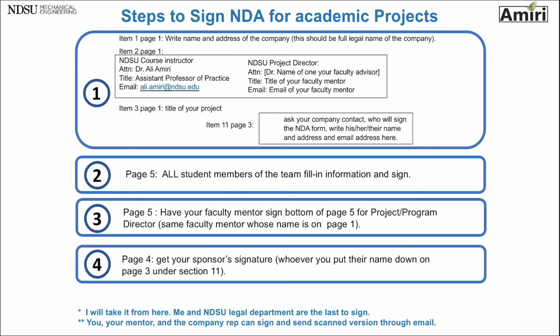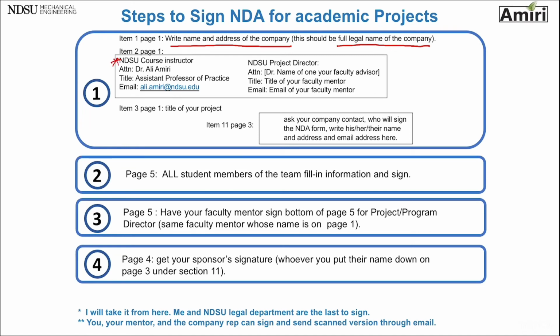The one you need to pay a little more attention to is signing the NDA form, the non-disclosure agreement. This form, again, is a legal document provided by the NDSU Legal Department. We cannot change anything in the form. We should accept it as is. On page 1, if you look on the form, there is item 1. You have to write the name and address of the company. Again, this should be the full legal name of the company.